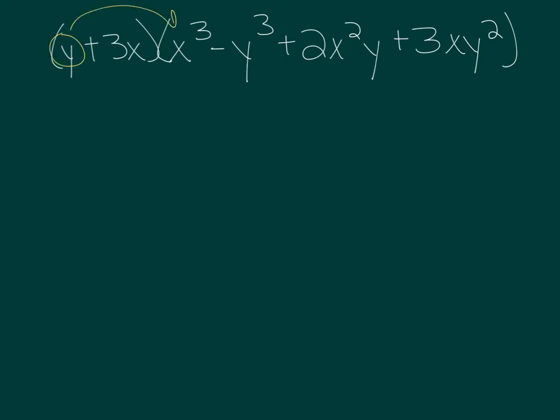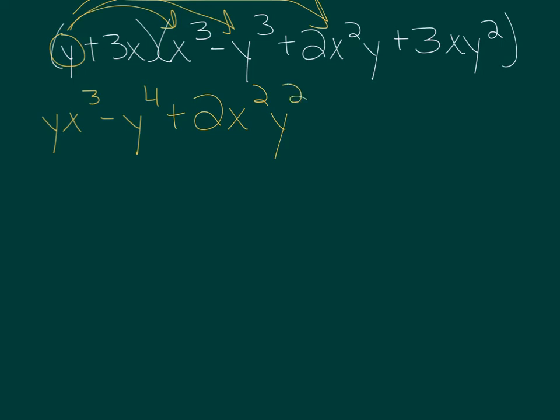First, we're going to distribute the y. Y times x cubed, yx cubed. Y times negative y cubed. Remember, when you multiply the same base, you add the exponents, so that's negative y to the fourth. Y times 2x squared y would be 2x squared y squared, and y times 3xy squared would be 3xy cubed.